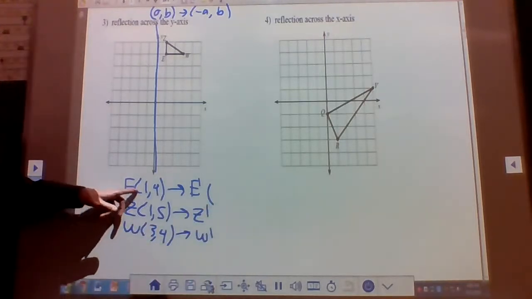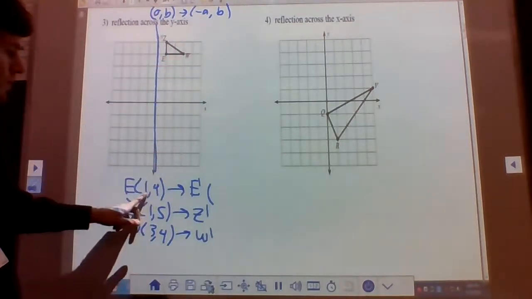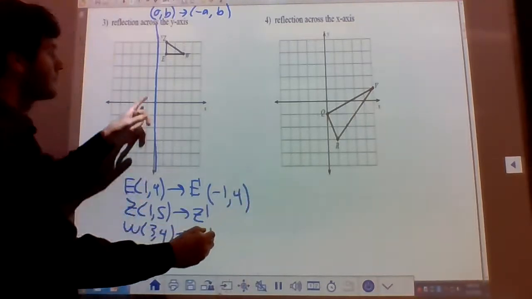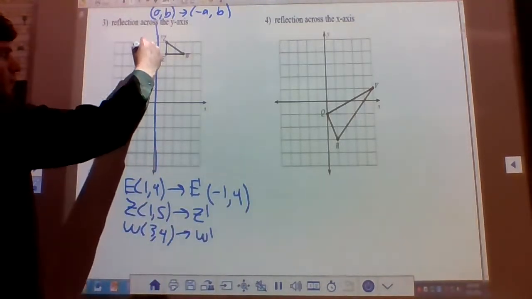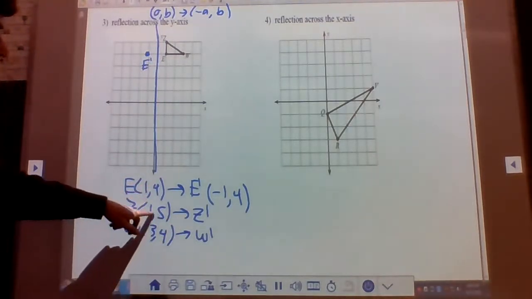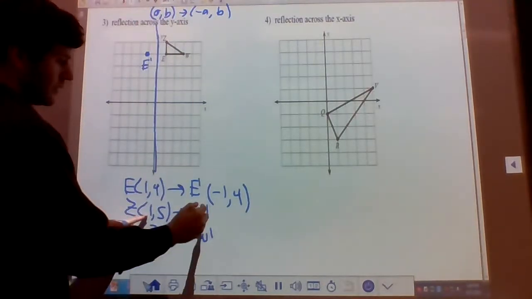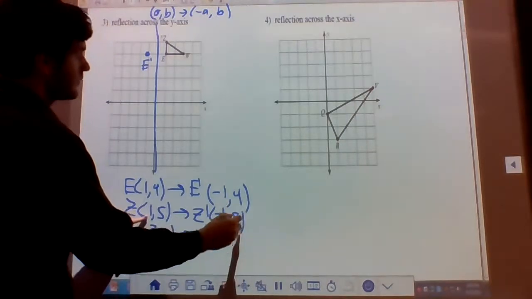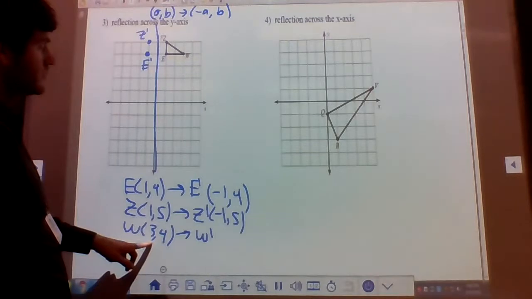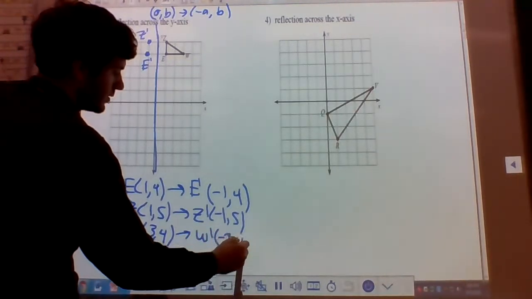Okay, so E is 1, 4. So we want to convert it using this. So we need to flip the sign of the first one. So the positive 1 becomes a negative 1. The 4 stays the same. Okay, so this becomes E prime. Okay, Z is 1, 5. So again, we need the a to go to negative a. So we need to flip the sign there. So it becomes negative 1, 5. So here's Z prime. And then W is 3, 4. Again, we flip the sign of the first one, so it becomes negative 3, positive 4.